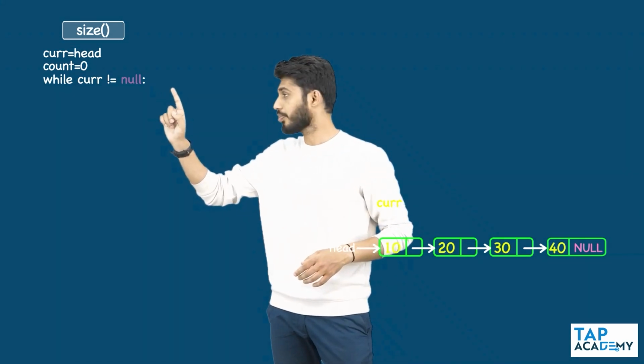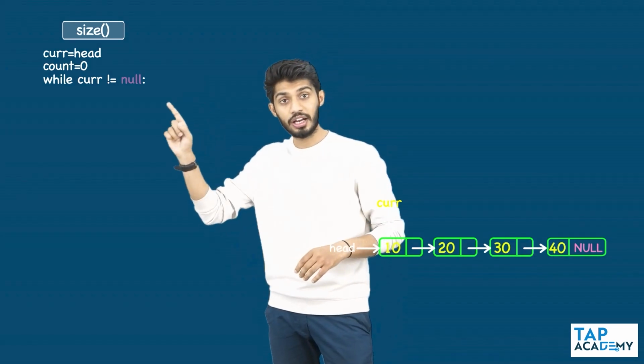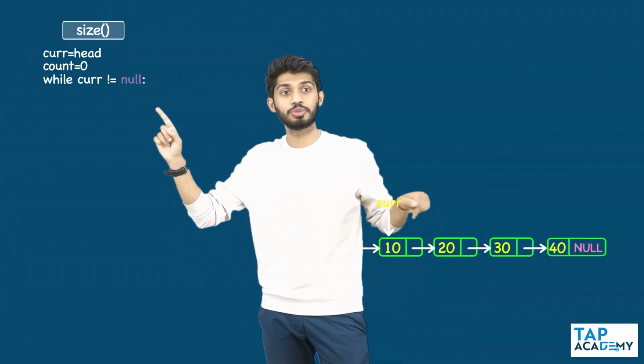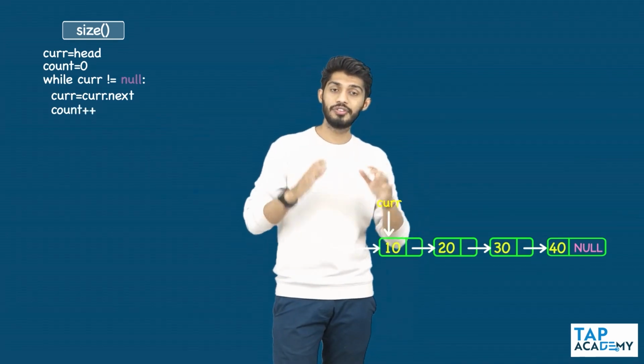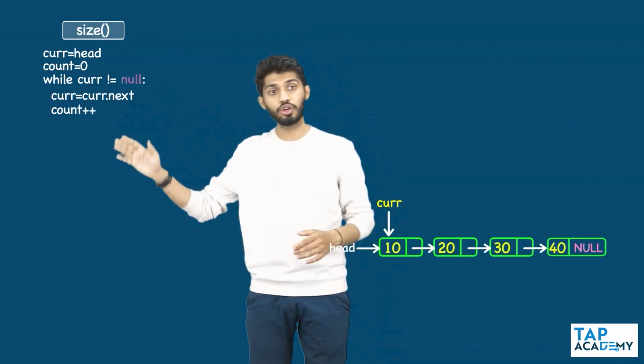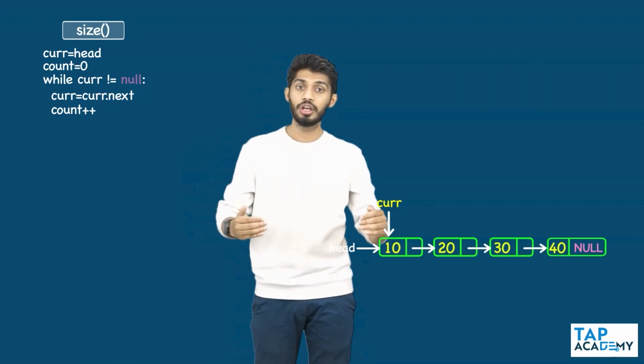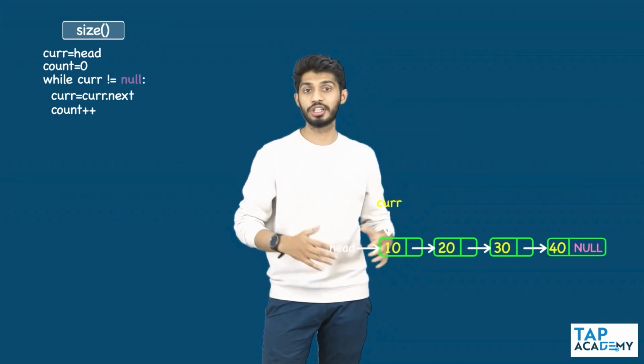I will check whether current is not equal to null, and in the next line I will move the current at the same time. So for that I will write current equal to current dot next, and after that at the same time I will increase the value of count. So once I am done with all of this, once I come out of this, I need to return the count. So let's trace it and check how it works properly.